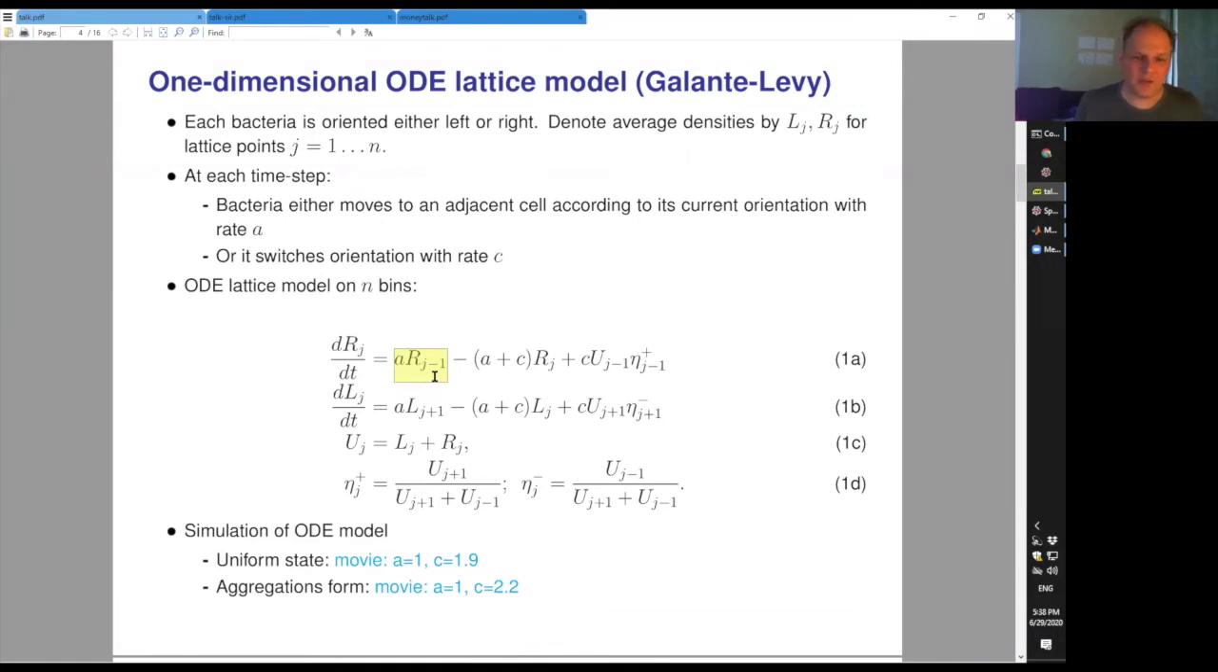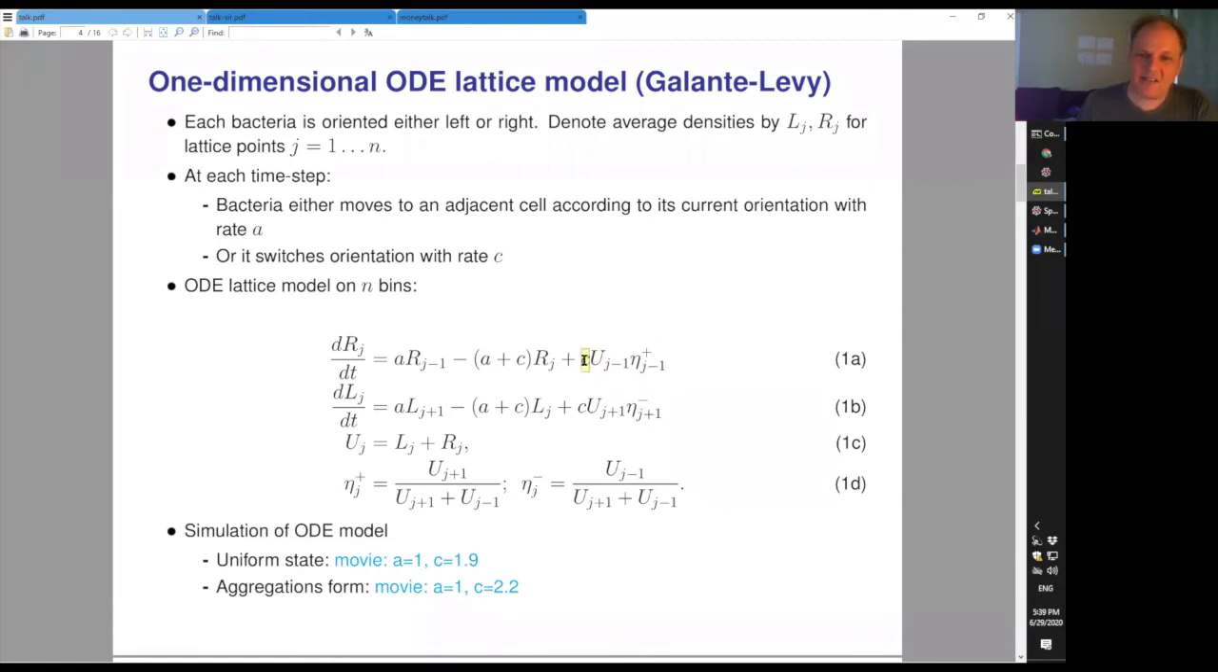So, for the right-moving bacteria, this term says they come in from the cell to the left of it, moving to the right with some rate A. Similarly, the bacteria currently moving to the right will move away to the adjacent cell, the cell J plus 1, with the same rate A. So there's a plus A here and a minus A over here. And so this is the interesting term.